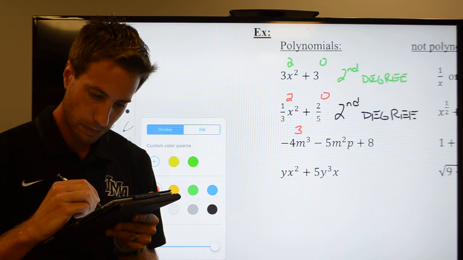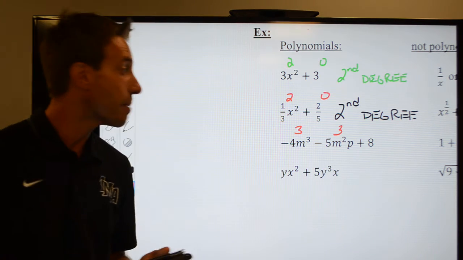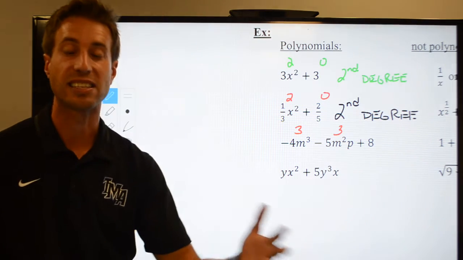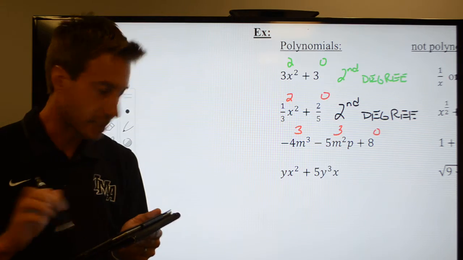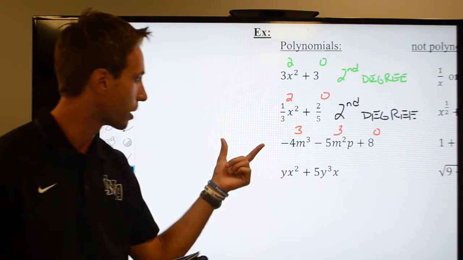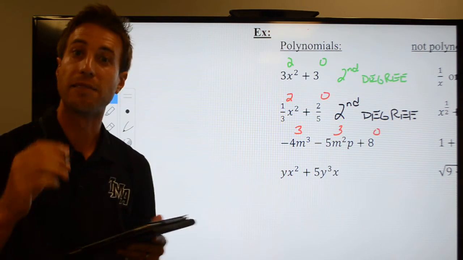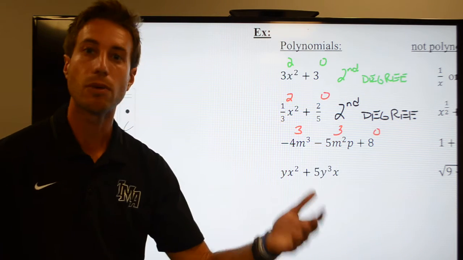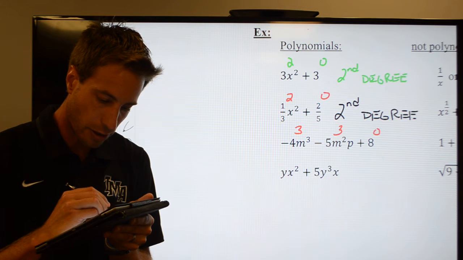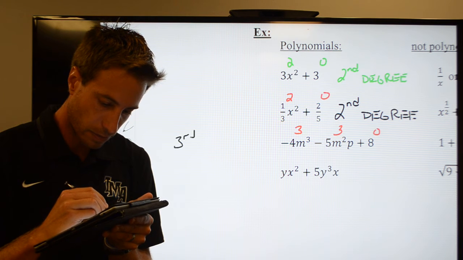There we go. There's my 3. And then my 8, this last term over here, doesn't have a variable with it. 0 degree. And I'm going to run out of space if I write it over in here, so I'm just going to put it right over here for you guys. Pick the biggest degree. It doesn't matter that 2 of them are the same. You only need 1 of them. This is a third degree polynomial.